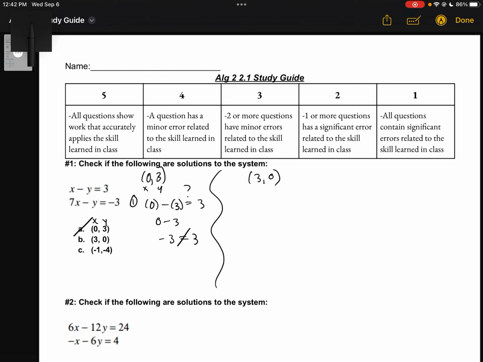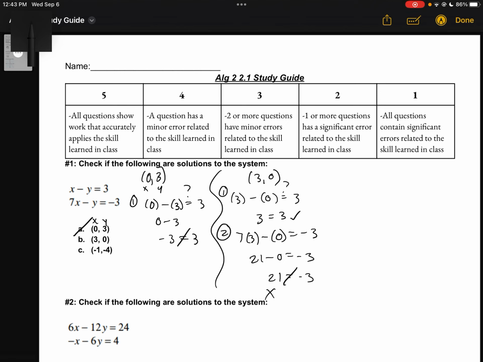For number 2, 3, 0, we can take a look here. So again, plugging into our first equation, and we're checking for balance. So 3 minus 0, so 3, is that equal to 3? Yes. That is not good enough to say for sure. We do have to take a look at both equations to make sure that both are balanced. And unfortunately, it looks like we do not see balance in the second equation, so we know that number 2 is not going to work for us.